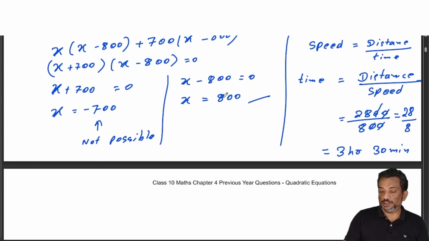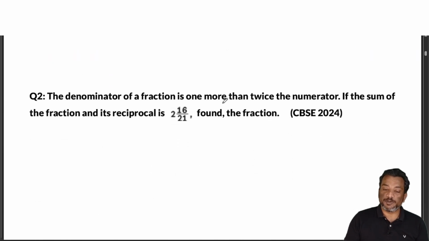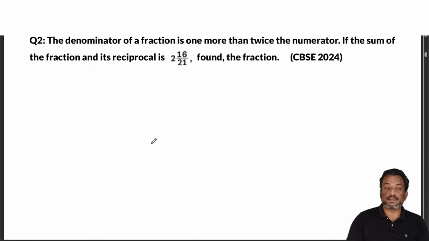So that is a question, and the same question sometimes will change, like instead of the flight they will give you the train, bus. So overall concept you have to do the same way. This is the second question.